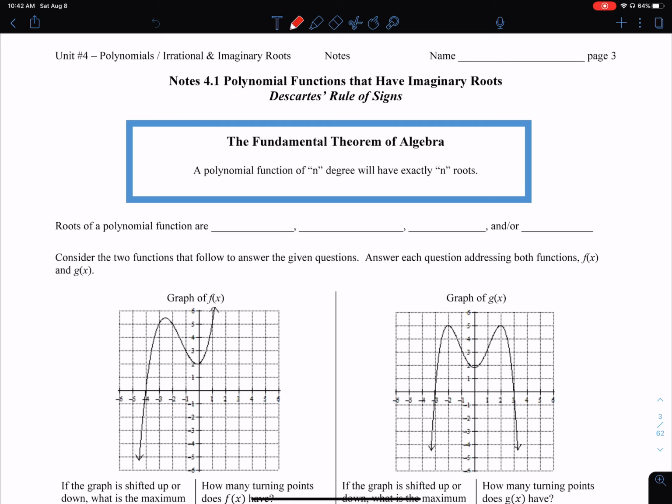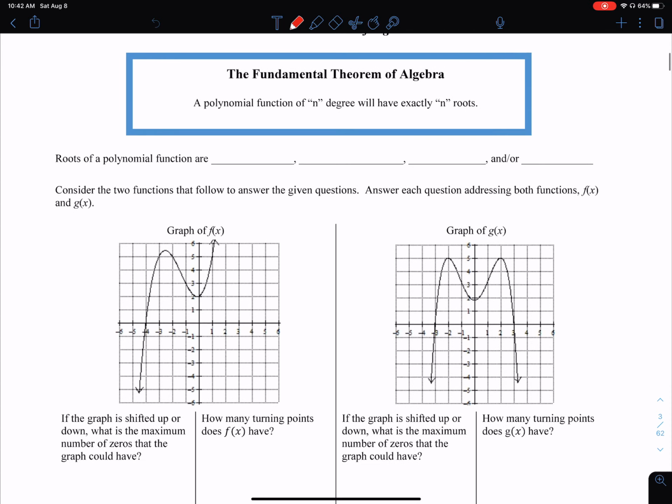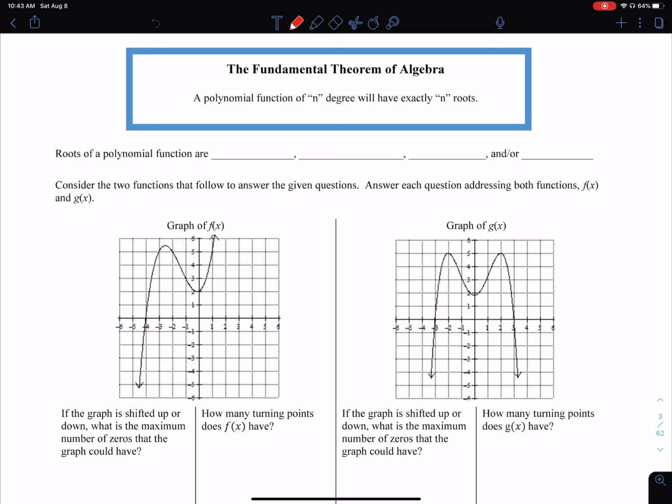PreAP PreCalculus, note section 4.1, polynomial functions that have imaginary roots. We are going to focus here at the beginning on the fundamental theorem of algebra. I know what you're thinking. How could I be in PreCalculus and just now be saying the fundamental theorem of algebra? Well, I have no explanation.